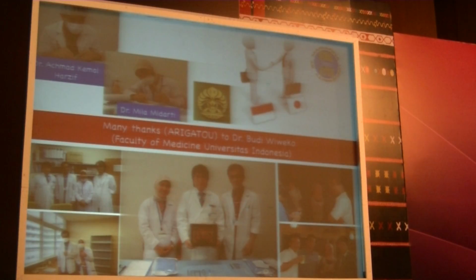I really would like to thank Dr. Budi Bebiko for preparing a strong collaboration between your team and my team. Dr. Ahmad Kemal Hatif joined our team and performed research regarding POI with Kazuhiro Kamura for 3 months in 2014. Since September 2014, Dr. Mira Maidardi came to join our team, and she is now doing research regarding ovarian tissue vitrification and basic research in fertility preservation as a research fellow.